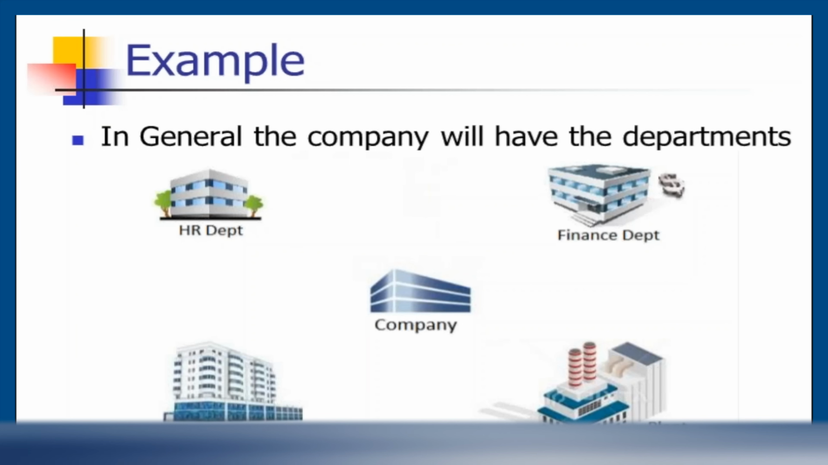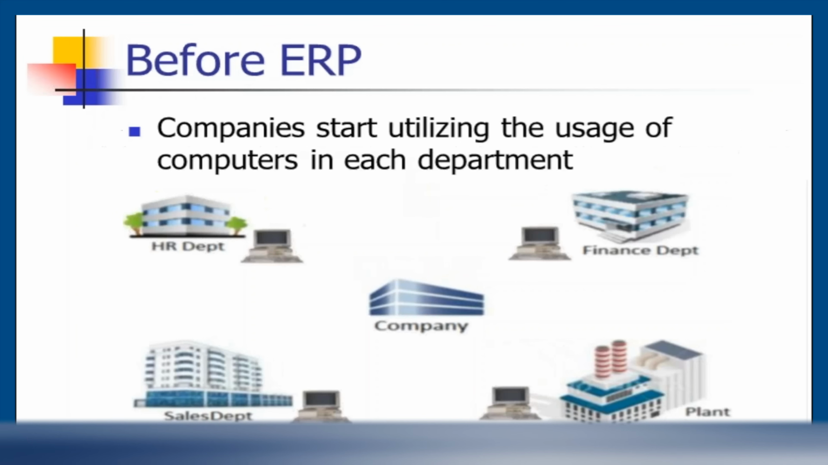Every company is going to have a finance department. Every company is going to have a sales department. In case these companies are manufacturing, factories and plants are going to be there. That all depends on whether it is a manufacturing unit; they are going to have plants. If it is a service unit, then service departments and different departments are going to be there.